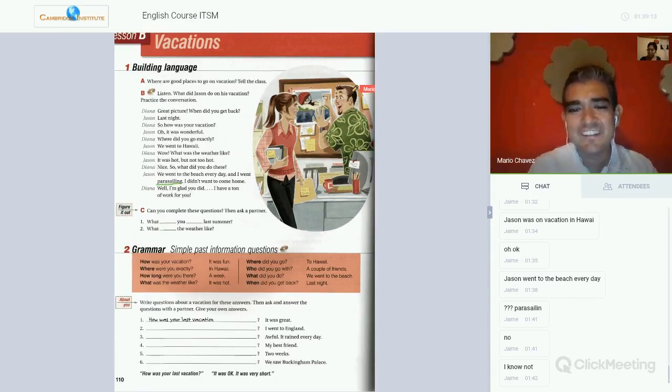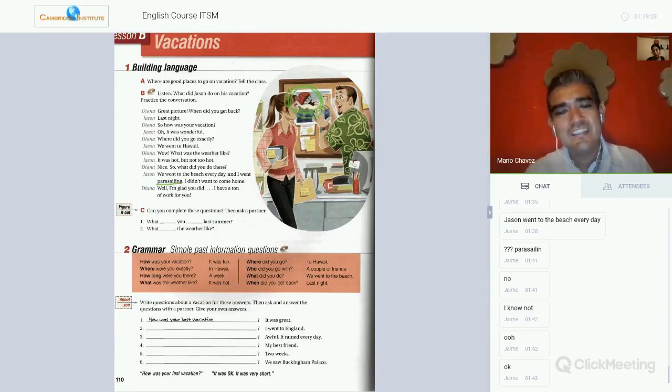Okay, Jaime. Look at the picture. Can you see the picture right here? This is parasailing. That is parasailing. So Liz says that when you go to the beach, there is a lot of people in Acapulco who practice parasailing, very popular, right, Liz? All right, very good. So Jason went parasailing.